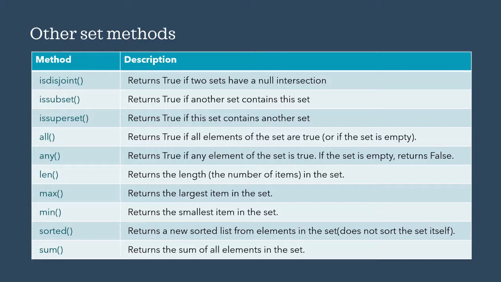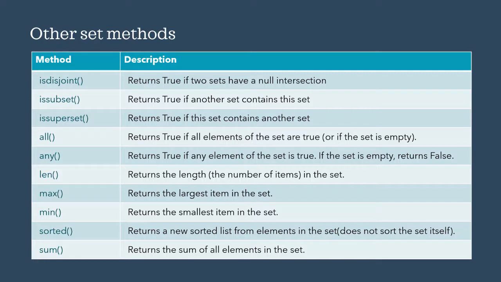Next one is the issubset method. Issubset checks if one set is the subset of another set. For example, if you have two sets, A is 1, 2, 3, 4, 5 and B is 2 and 3. So basically B is inside A. B's elements are in A, which means B is a subset of A. So if I write B dot issubset of A, it will return true.